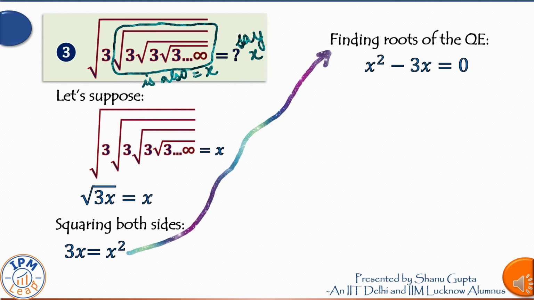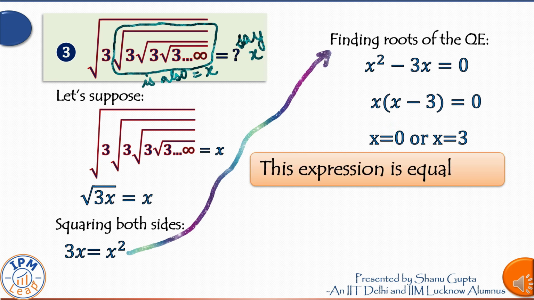Finding roots of this quadratic equation is very simple, as you can take x common and the two factors are seen clearly. They are x into x minus 3 is equal to 0. This implies either x is 0 or x is equal to 3. But how can this original expression with proper numbers be equal to 0? It can't be. So that means this expression will be equal to 3.